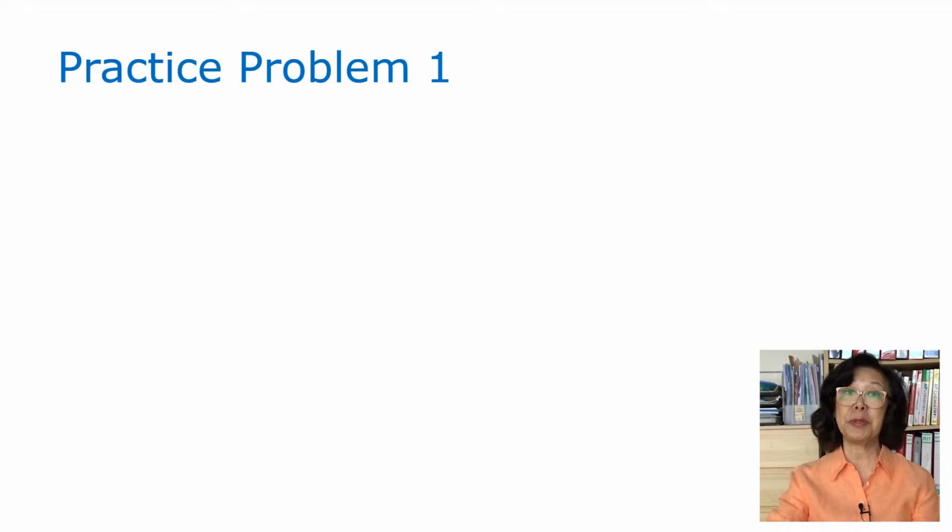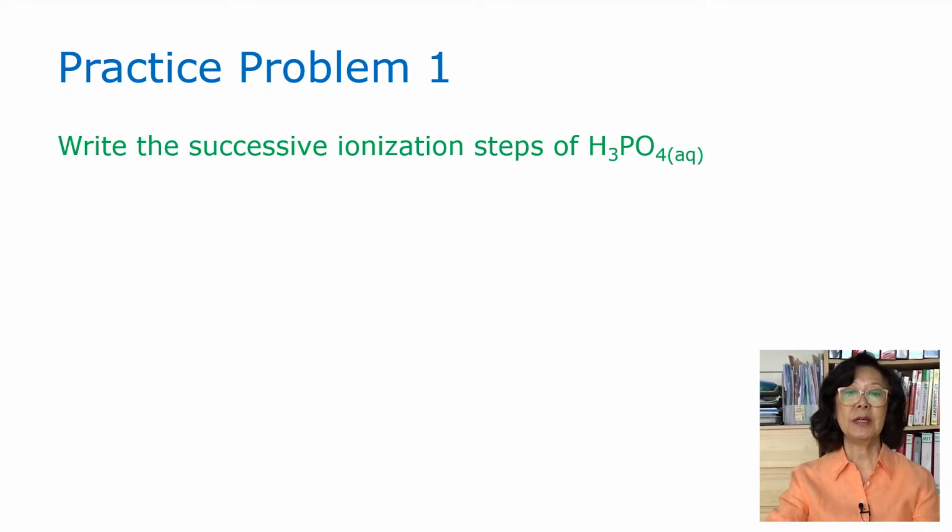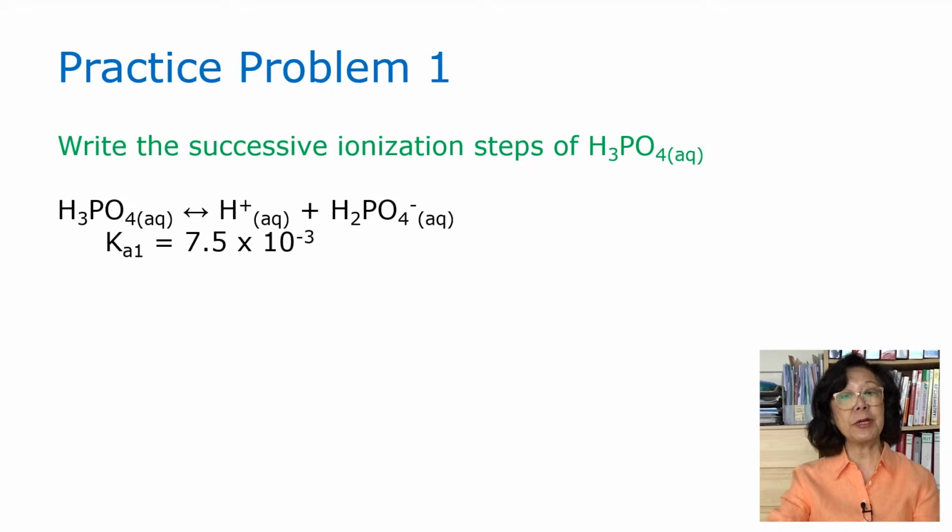Let's try practice problem number 1. Write the successive ionization steps of phosphoric acid, H3PO4. Now there are 3 hydrogen ions in here, so the first step is to remove the first hydrogen ion, forming H2PO4 minus ion, Ka1 7.5 times 10 to the minus 3.